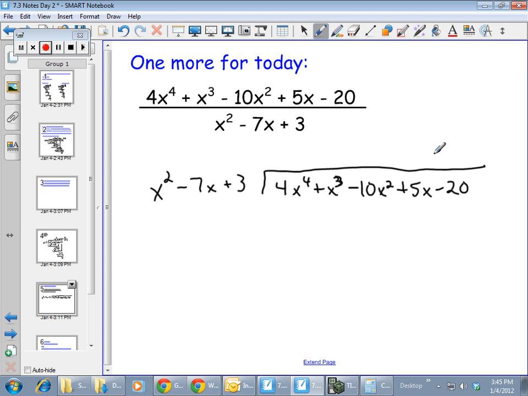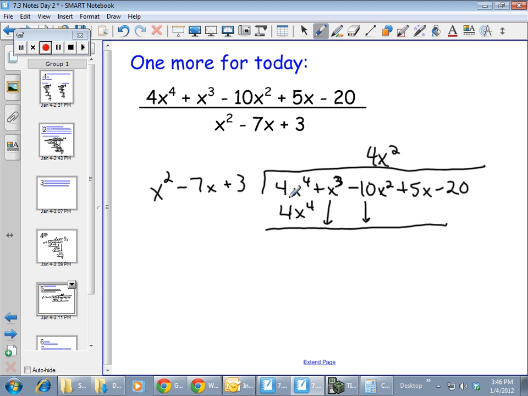Alright, so we have to figure out what are we going to put up here so that, and I hope you realize we're really only concerned about the x squared here. So what am I going to put up here that I multiply by x squared so that I get 4x to the fourth? So that's going to be 4x squared. So 4x squared times x squared is 4x to the fourth. And that's what we're looking for. We want it to cancel out this first term. And actually, since this is a trinomial, we're going to bring down the next two terms as well.